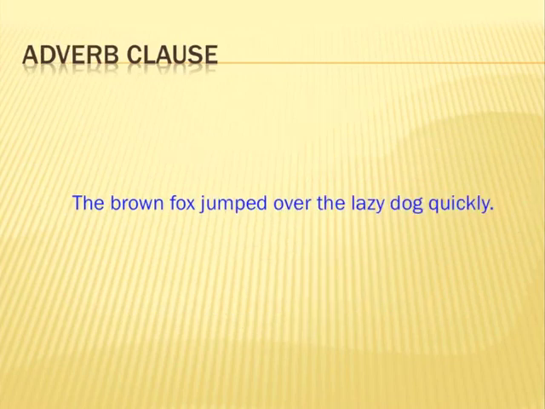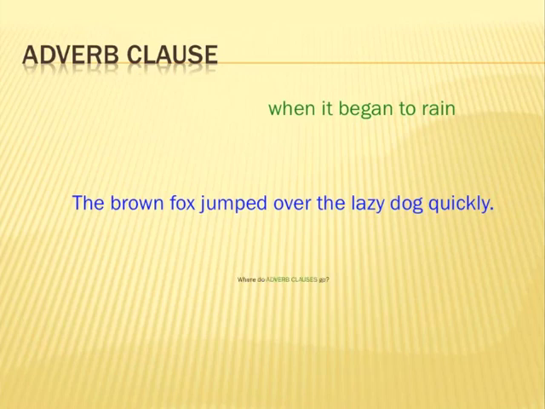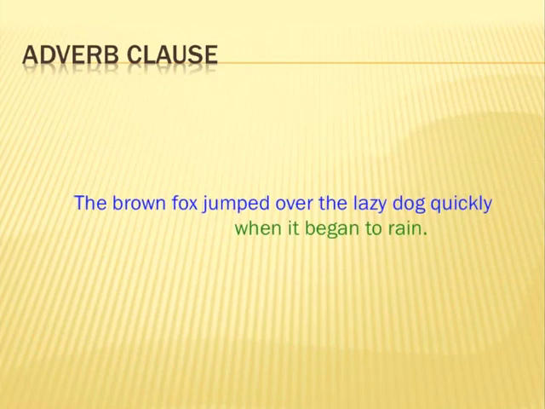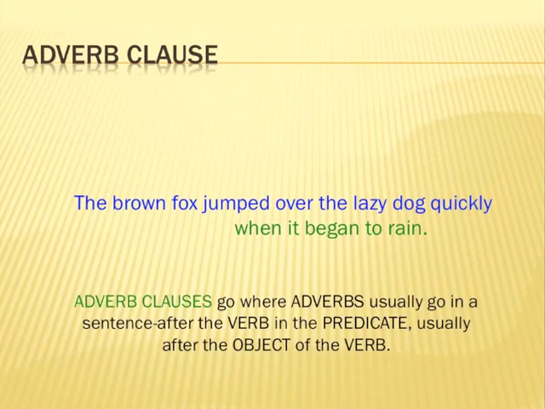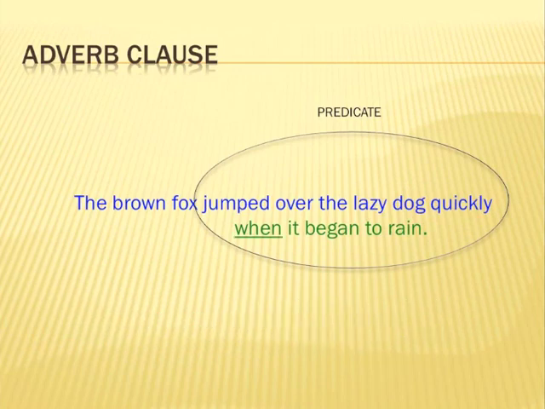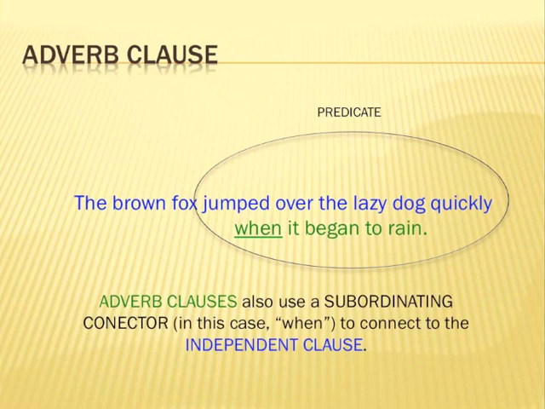Finally, let's look at adverb clauses. And again, adverb clauses function just as adverbs do. So in this case, we have the clause, when it began to rain. Now, where do adverb clauses go? Well, typically we can find them at the end of the predicate. So in this case, after the verb and the predicate idea. So that word when is the connecting word we're looking for. That's the subordinating connector, in this case, the word when.